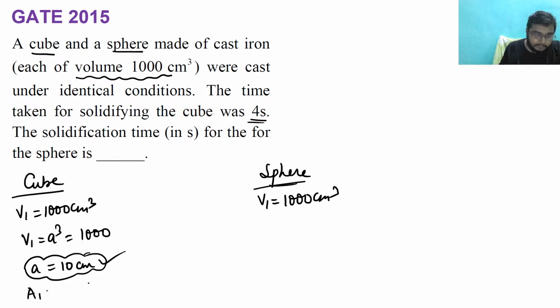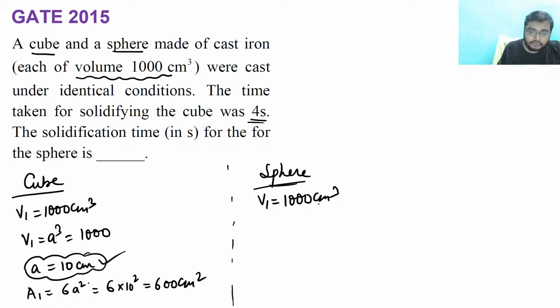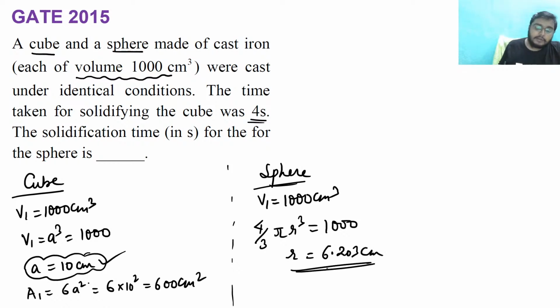Now if I calculate the A1 surface area, what will it be? It will be 6a square. So 6 into 10 square, that is 600 centimeter square. Clear. Now let us analyze the situation of the sphere. V is equal to 1000, that is 4 by 3 pi r cube is equal to 1000. From here you calculate the value of r, and you are getting r to be 6.203 centimeter.